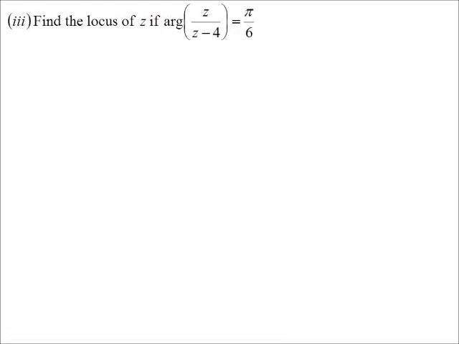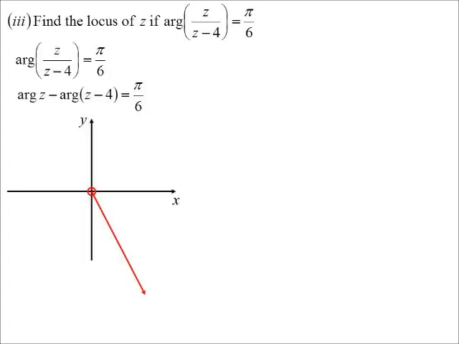All right, here's one where it doesn't equal 0 or pi. This will be an arc of a circle. And I'll show it to you the same way. If I split this argument up, I'll get the argument of z minus the argument of z minus 4 is pi on 6. So again, I'll get z, I'm going to join it up to 0, and I'm also going to join it up to 4. The difference in the arguments will be pi on 6, which is, of course, how many degrees? 30 degrees, that's right. Okay.